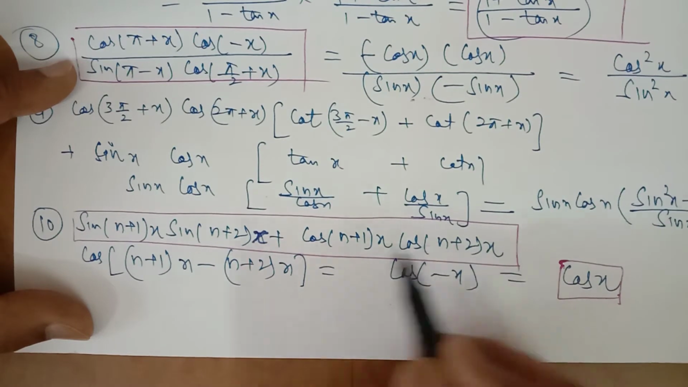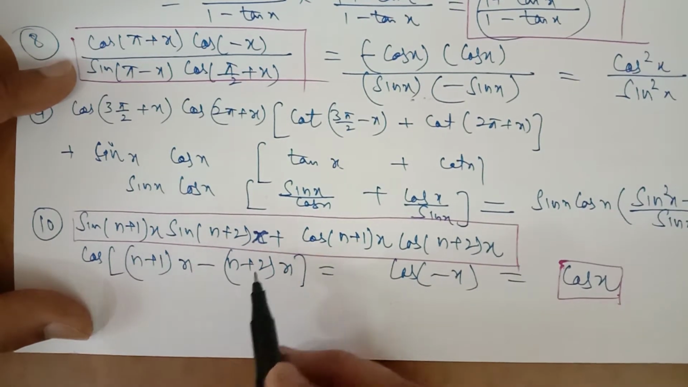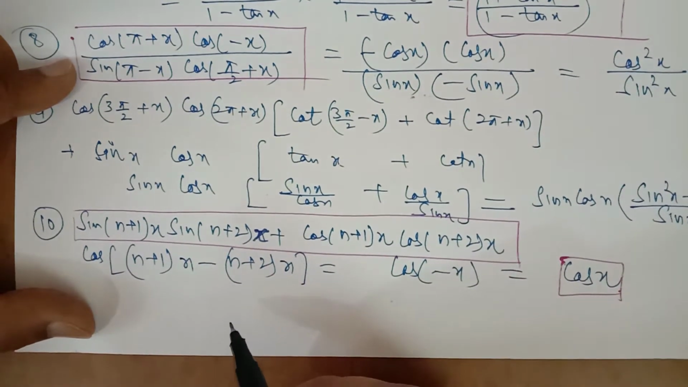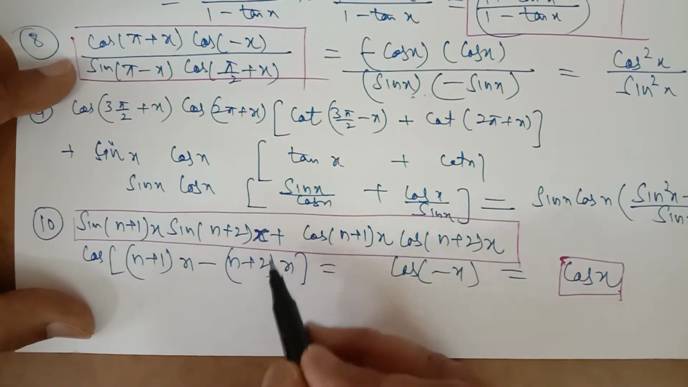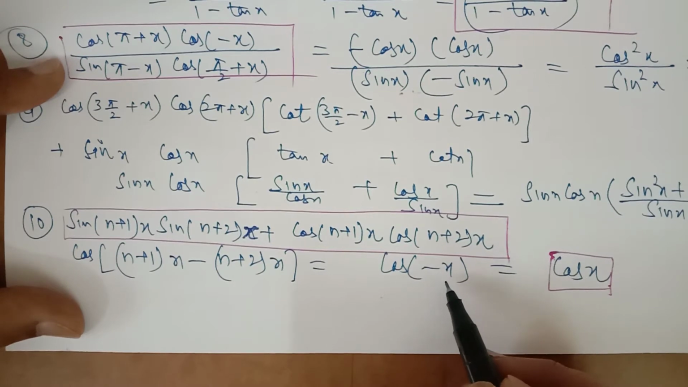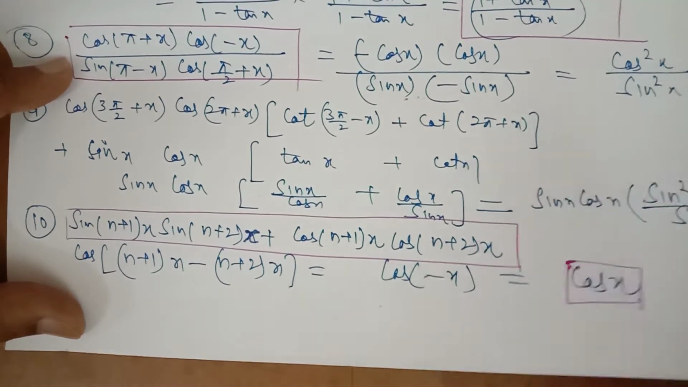Cos A cos B plus sin A sin B is the formula for cos(A minus B). This is the formula for cos(A minus B) directly, if you can say. So what is A? (n plus 1)x. What is B? (n plus 2)x. Simplify it, you are getting cos(minus x). Cos(minus x) means in the fourth quadrant. In the fourth quadrant, cos is positive. So this is the solution of this question.